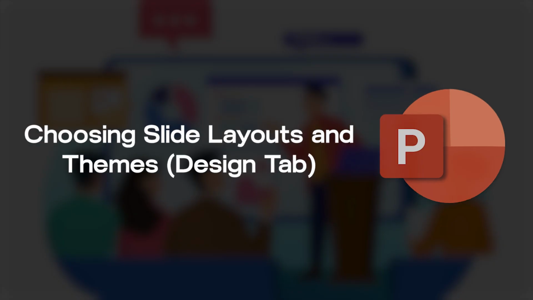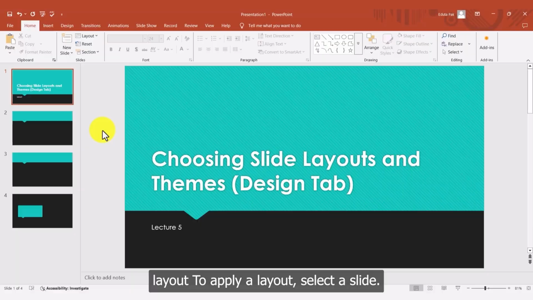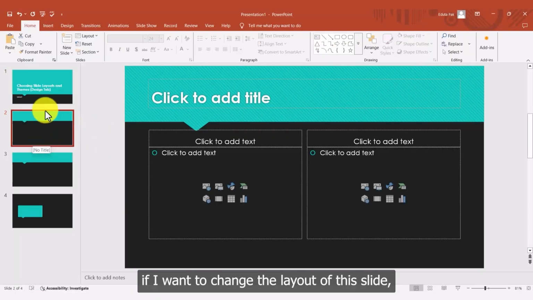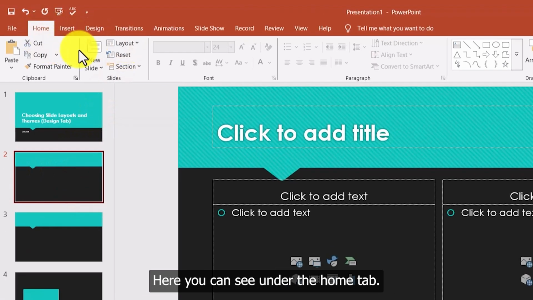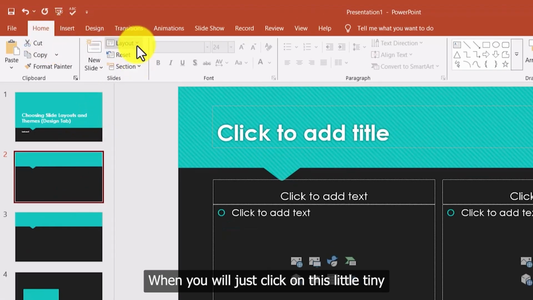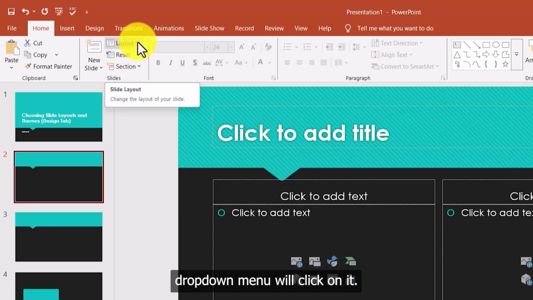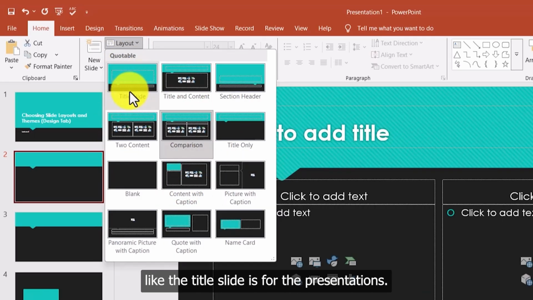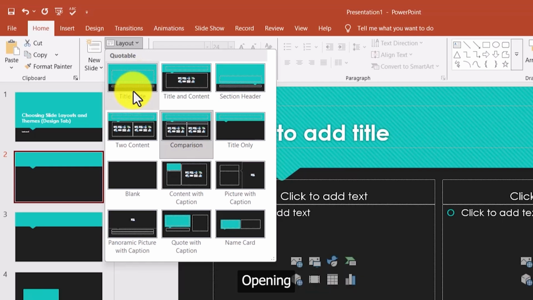Choosing slide layouts and themes. Design tab. Choosing a slide layout. To apply a layout, select a slide. For example, if I want to change the layout of this slide, we'll select this slide and click on the layout. Here you can see under the home tab, when we click on this little tiny drop down menu, you will have all these options available. Like the title slide is for the presentation's opening.